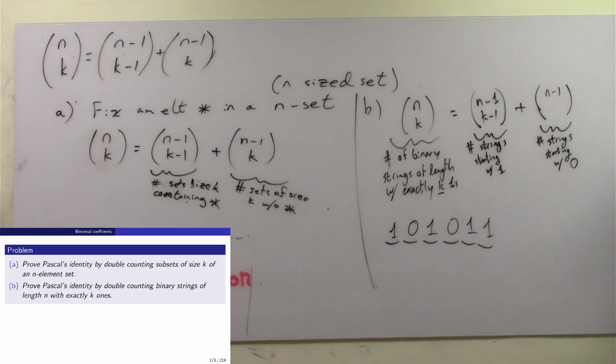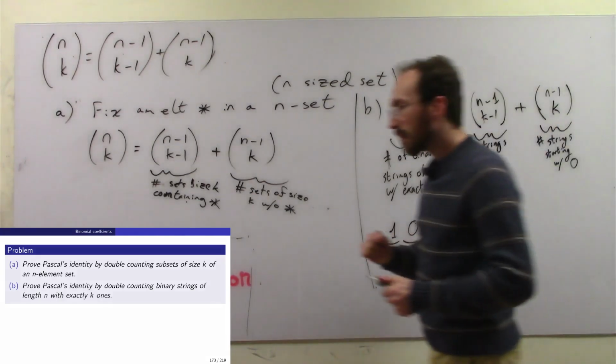And how many ones do we need to add here? Well, we started with a 0, so we still need to add k many ones. Awesome. Okay. That looks like Pascal's identity.